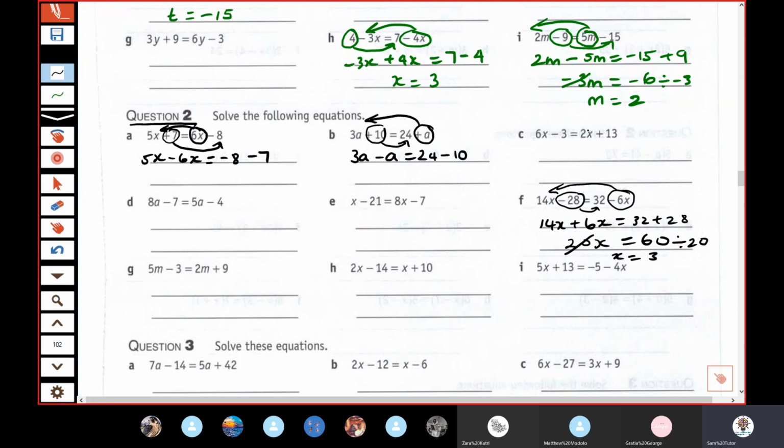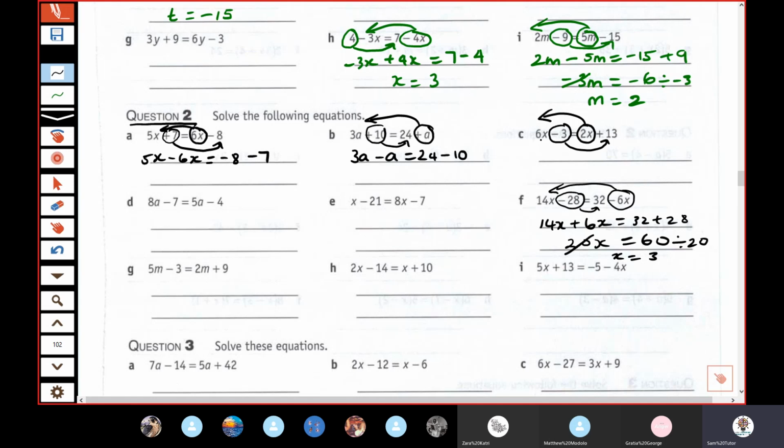So this one here, 6x take away 3 equals 2x plus 13. Again, circle the 2x, bring that to the left side, and then you're going to circle, of course, the minus 3, bring that to the right hand side. So what are you left with now? How do we write this line? Try it again, Maya.